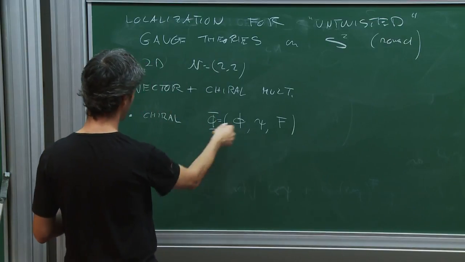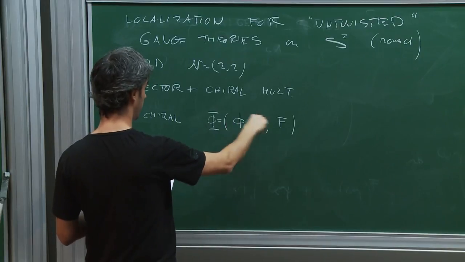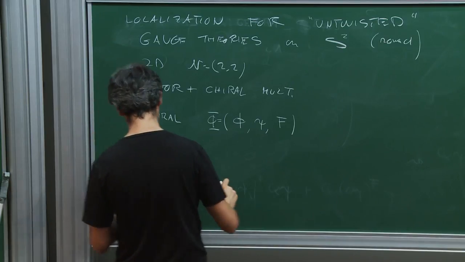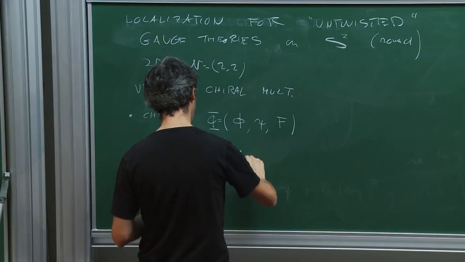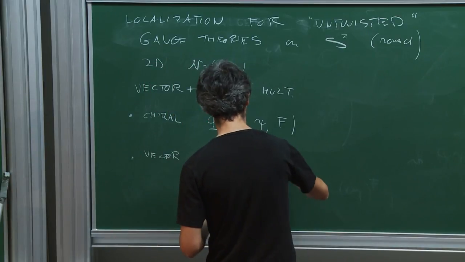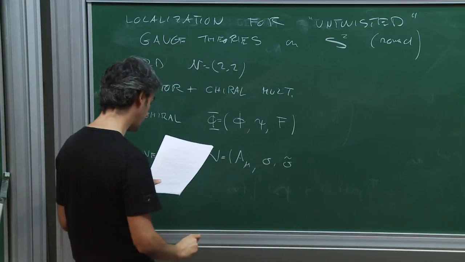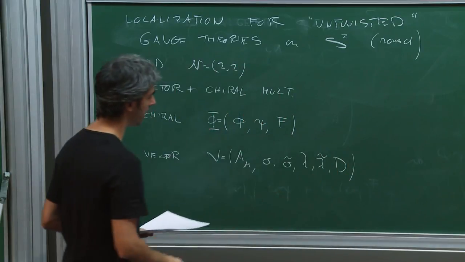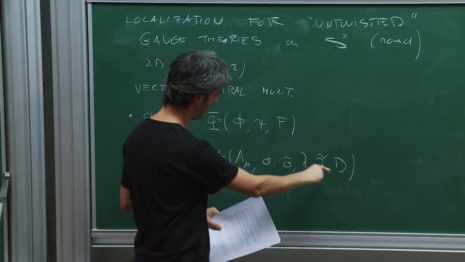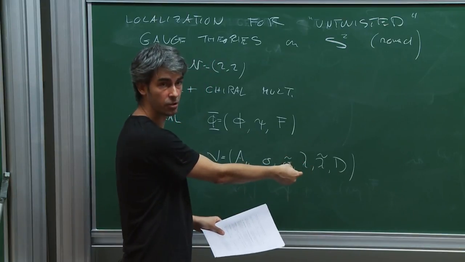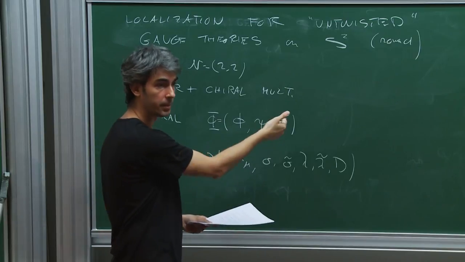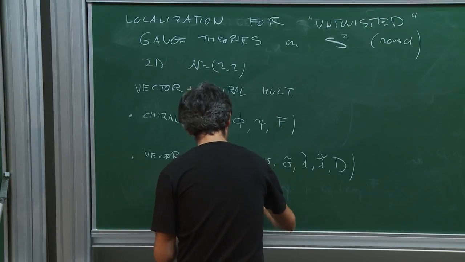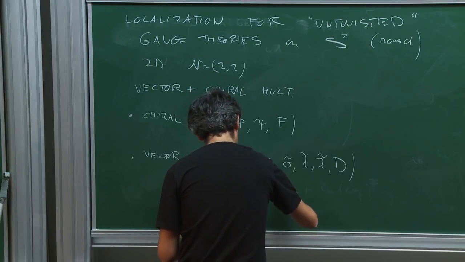And then there is also the anti-chiral multiplet in which we have all the tilded fields. And then there is a vector multiplet. In this vector multiplet, we have a vector, a complex scalar, so I will use sigma and sigma tilde, a complex Dirac fermion, and a real auxiliary field, D. Of course, all of these fields are in the adjoint representation of the gauge group, while the chiral multiplet fields will be in some generic representation. It is also useful to decompose sigma into sigma 1 plus i sigma 2.